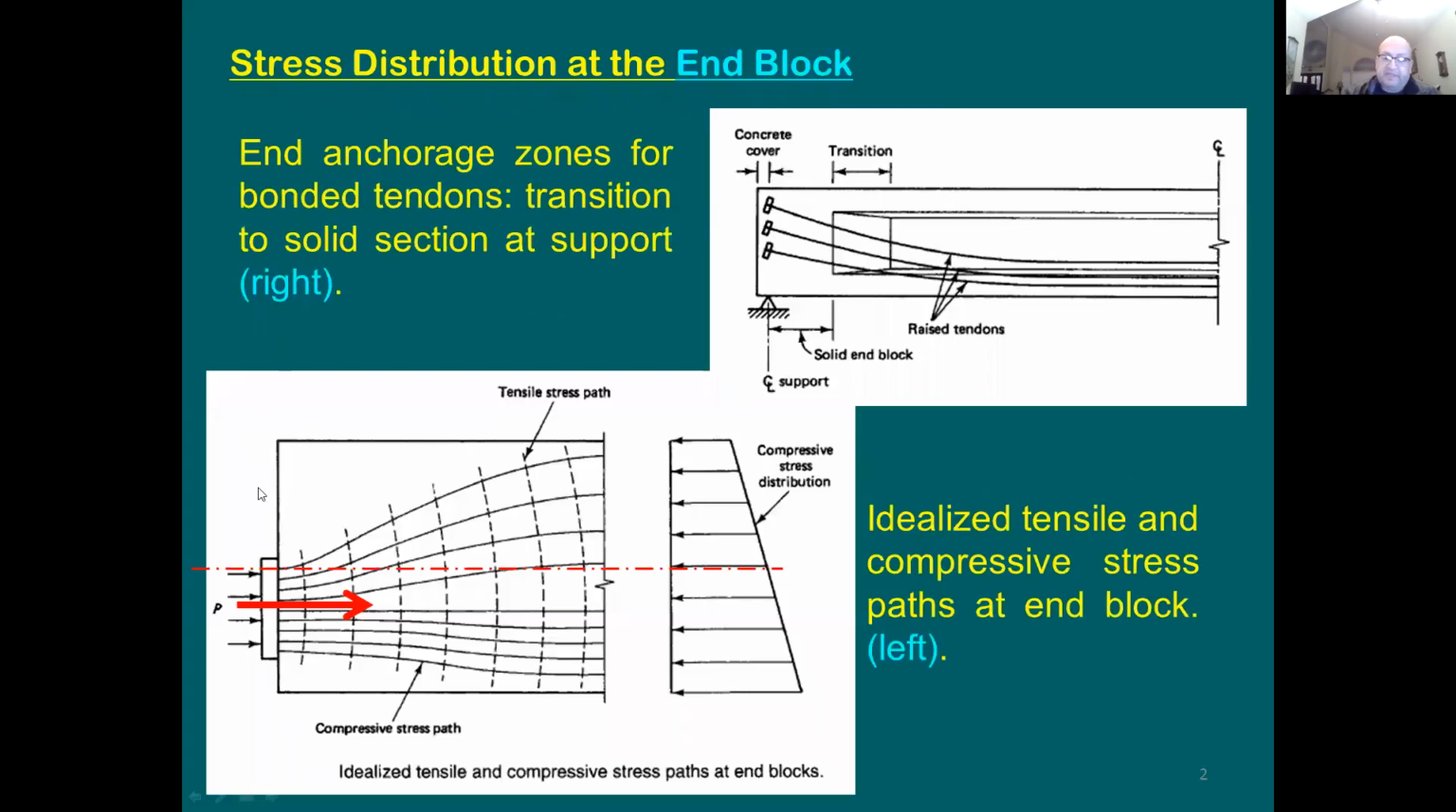As you see here, here's the end block of a prestressed beam. On the top right-hand side, this is going to be a pre-tension beam, and on the bottom left-hand side, this is going to be a post-tension beam. In a pre-tension beam, you have all the strands in place. You apply the tension, anchor them, and then after that you cast the concrete on top of the strands.